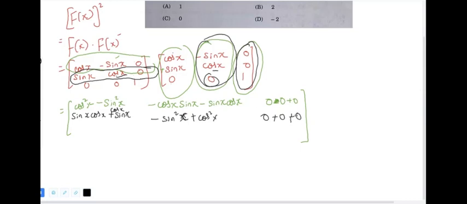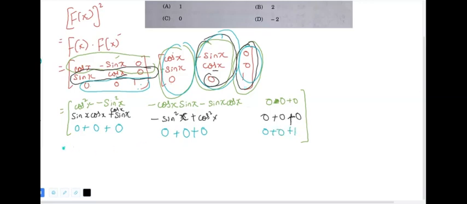So going to the last row: third row, first column, that will be 0 into cos x is 0, plus 0 into sin x is 0, plus 1 into 0 is 0. For the second column: 0 into sin x is 0, plus 0 into cos x is 0, plus 1 into 0 is 0. Then last column: 0 into 0 is 0, 0 into 0 is 0, 1 into 1 is 1.